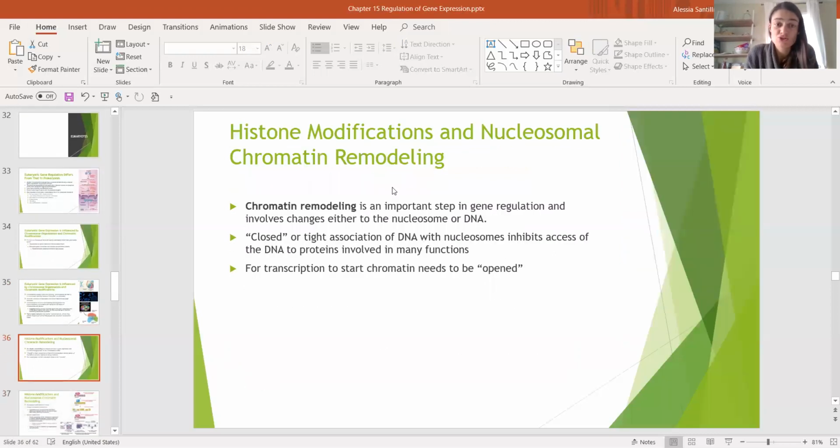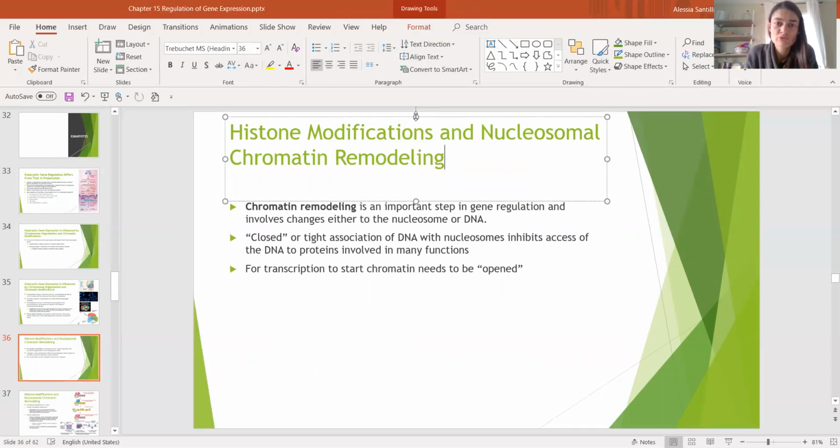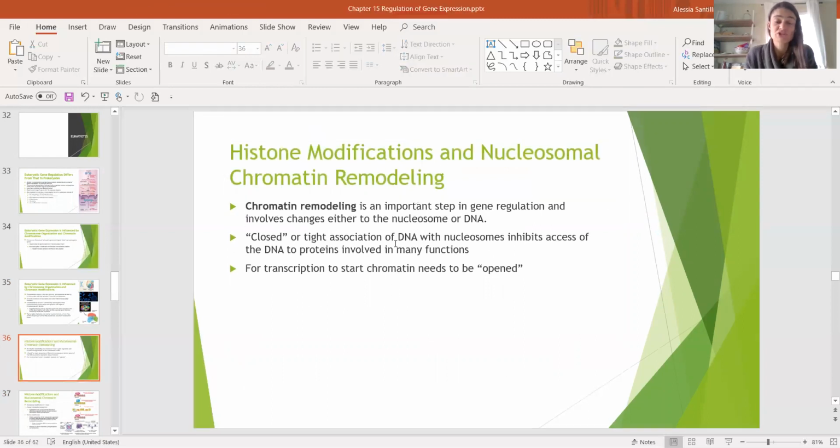Another thing to consider is chromatin remodeling. Chromatin remodeling is an important step in gene regulation, and it basically involves changing either the nucleosome or the DNA, so changing that whole association that you have between the chromosome and the protein. Remember, the nucleosome is just 8 histones. Each histone has a bunch of DNA wound around it, and then you form 8 histones together to form one bigger bead. And then those aggregate even more together to form a 30 nanometer fiber, essentially. So, a very, very tight association with your DNA.